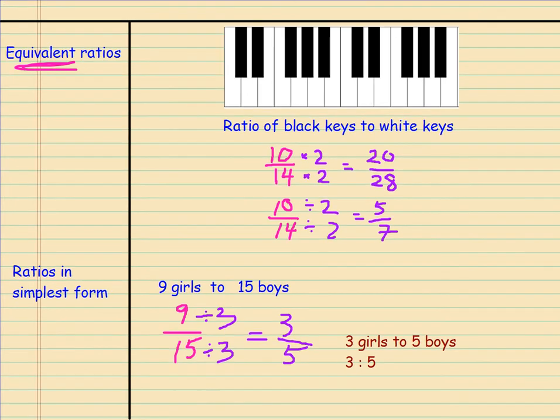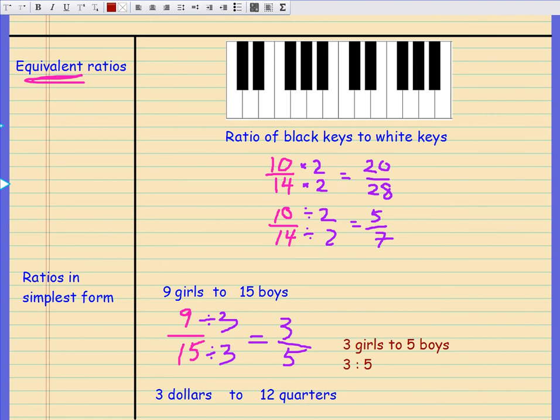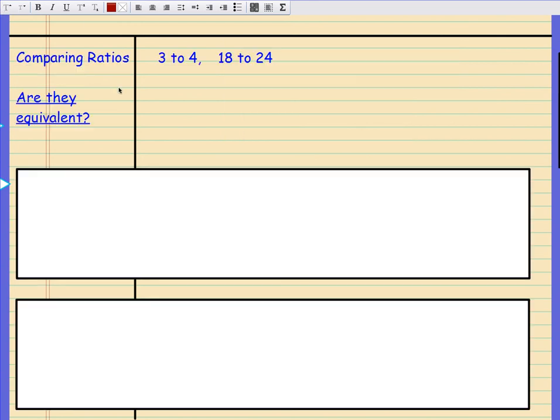Now go ahead and take a look at this. $3 to 12 quarters. What is this ratio in simplest form? If you just put it as a fraction, I'm going to be skipping that part. The answer should be 1 to 4. Now keep in mind, we can't switch the order of these. So 9 girls, 15 boys, we have to keep it in this order. 3 girls, 5 boys. We can't switch it and say 5 boys, 3 girls. That would be incorrect. Let's move on.